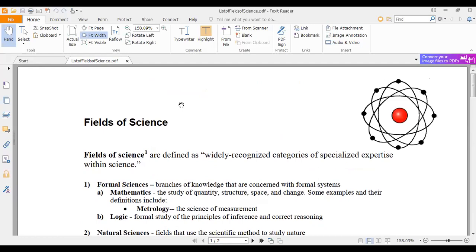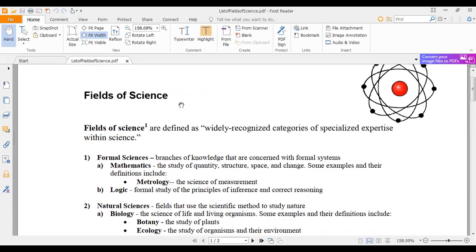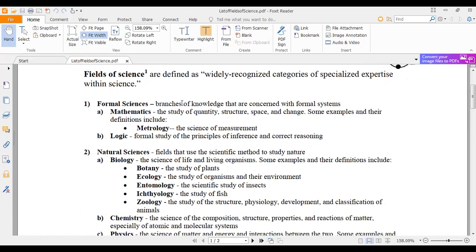Okay. These are the fields of science. Now we have talked about scientific terminology in general, and scientific terminology in particular. Now let us talk about the fields of science. Then in the next lectures we are going to talk about every field and the scientific terms that are related to every field. Now, generally, fields of science are defined as widely recognized categories of specialized expertise within science.